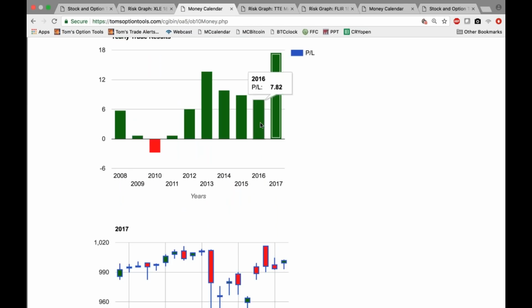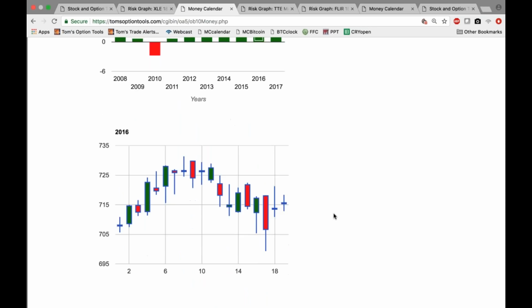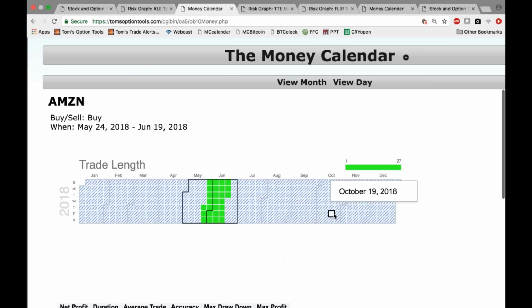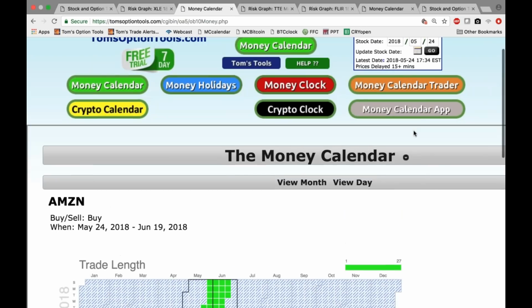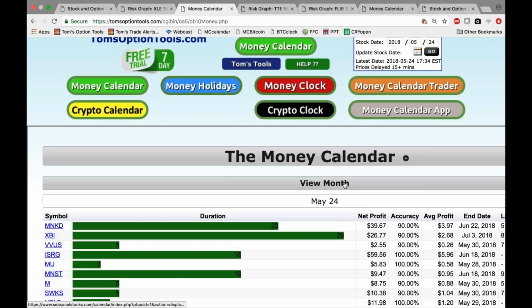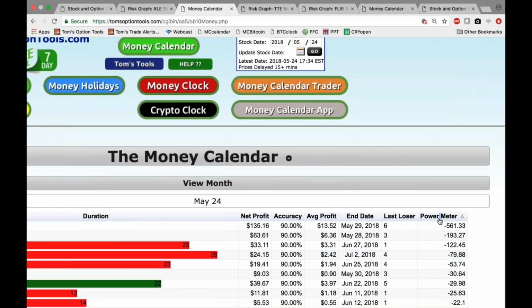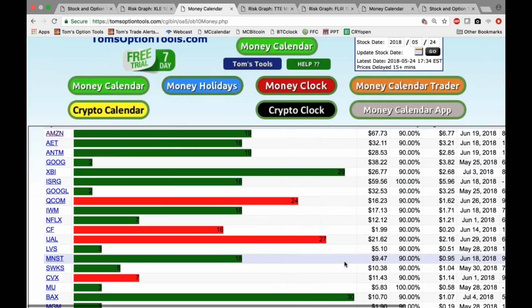All right, but take a look here, $7.82. There's a move. But Amazon may not be the call trader's dream. So let's go back to view today once again, and let's look at our power meter. Let's see what else is out here.